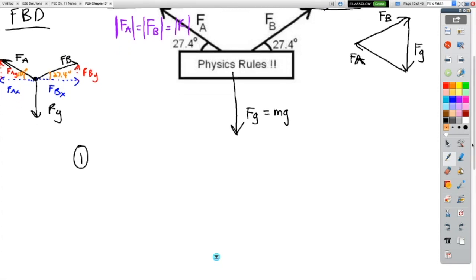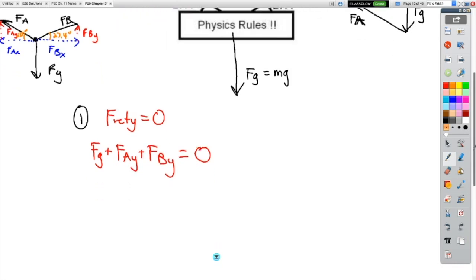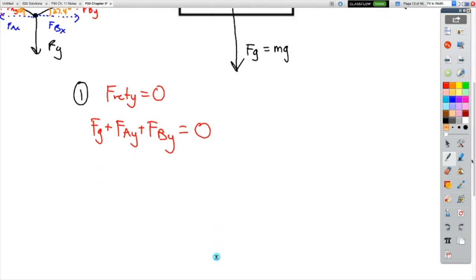However, what if I look in the y-axis and say that F net y equals 0, of course, because it's not accelerating. And what is F net y? Well, it's Fg plus the y component of A, so Fay, plus the y component of B, so Fby. And that equals 0, because F net y equals 0. Okay, we know Fg is mg, so essentially we have it, right? Because we know m and we know g, so mg plus Fay plus Fby equals 0.